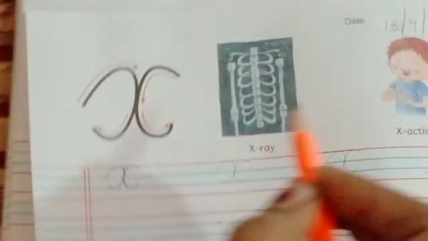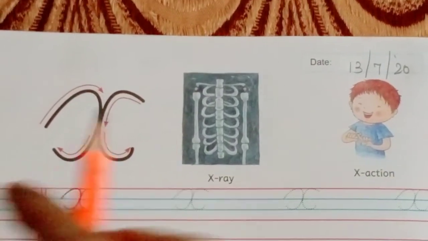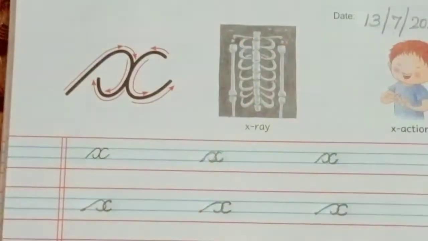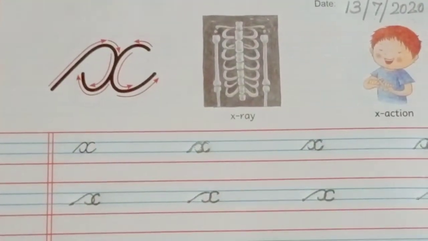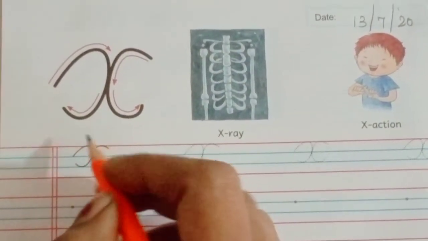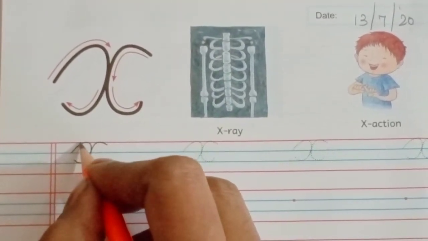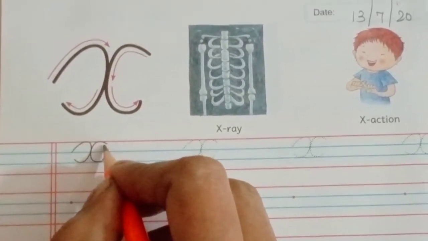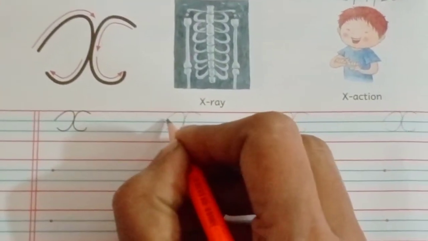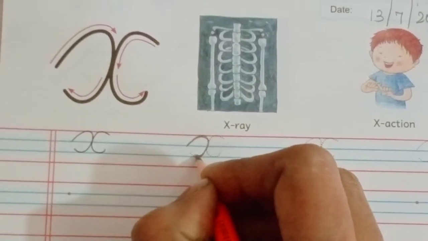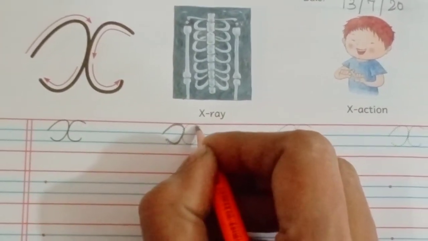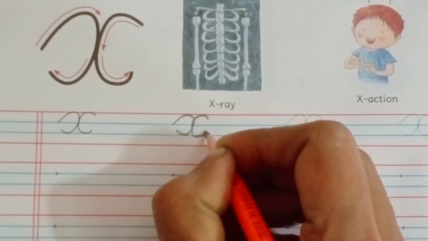This page also small cursive X. Next, capital cursive X. X for X-ray, X for X action. This capital cursive X is also same as small cursive X. But here you have to start from the third line, you have to go to the second line and write like this. Here in capital cursive X, you start from the second line, go to the first line and come down to the third line again. Next like this, okay? See, start from the second line, go to the first line, come down to the third line, an ulta C, then one C, like this, okay?